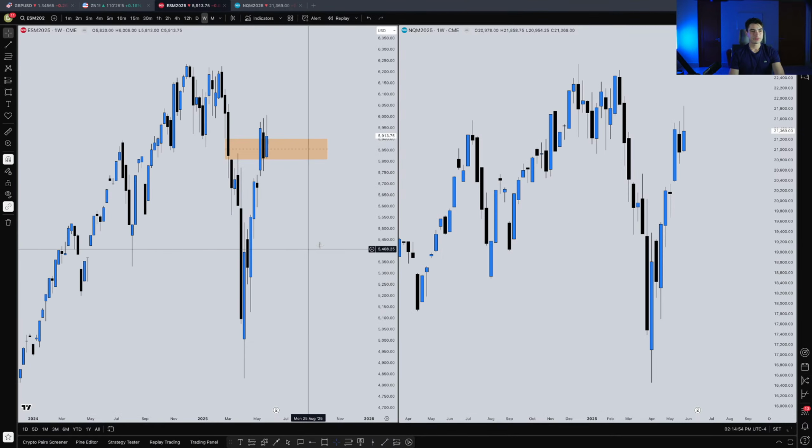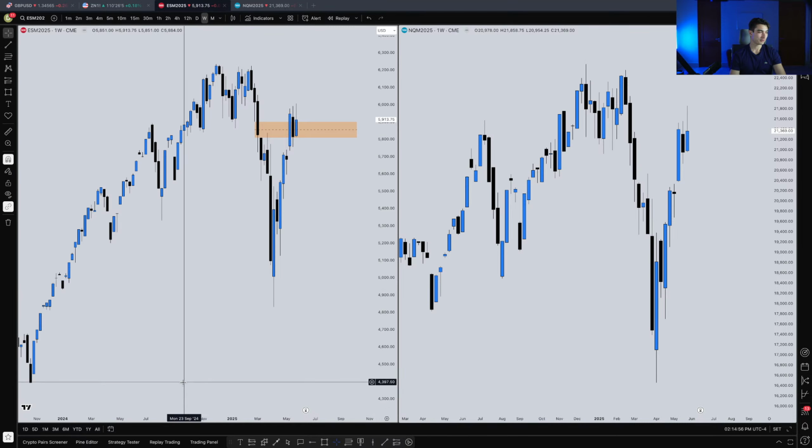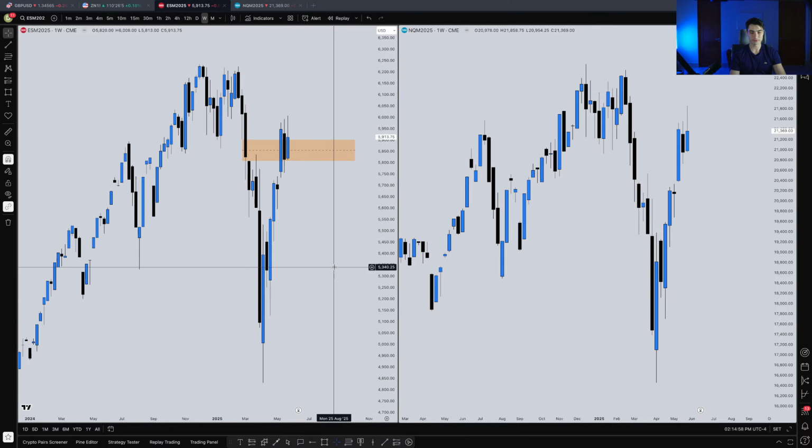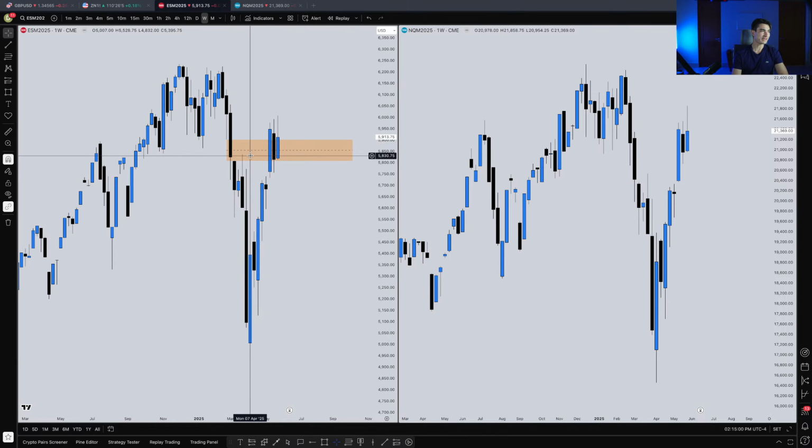Alrighty, now to get into index futures. We'll just keep them both up. So S&P, we've been watching this weekly inversion fair value gap here. We've been monitoring that closely the last couple weeks. We are still above it, so my bias is still bullish.